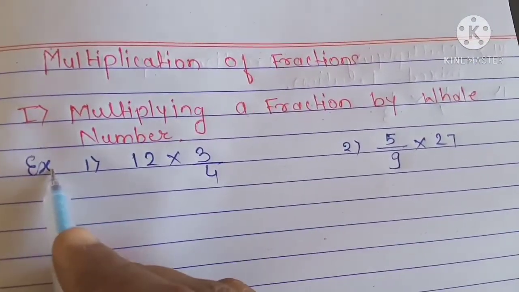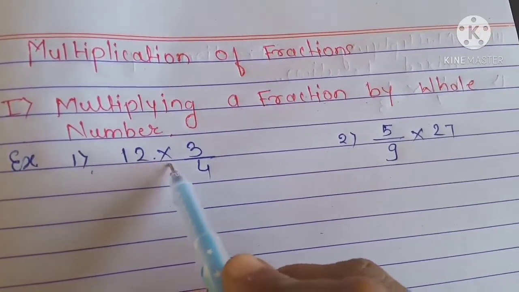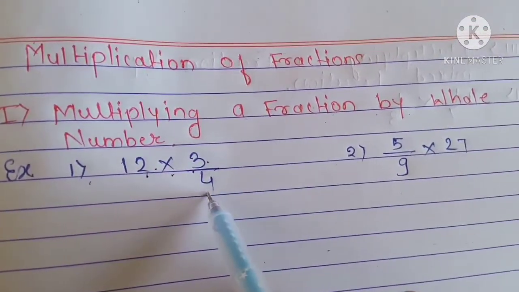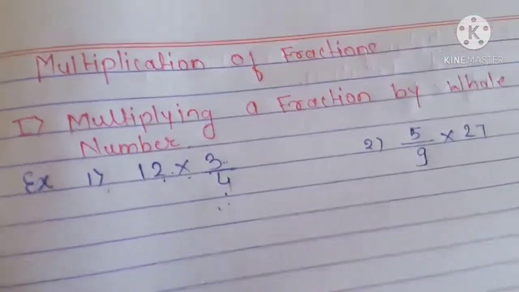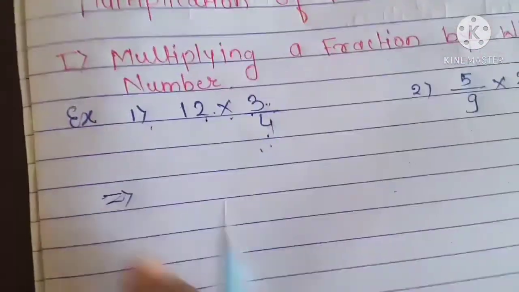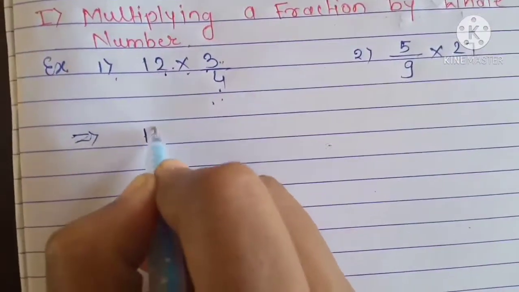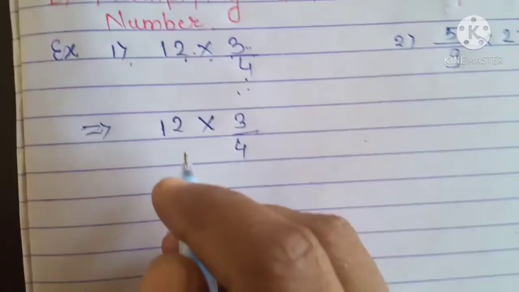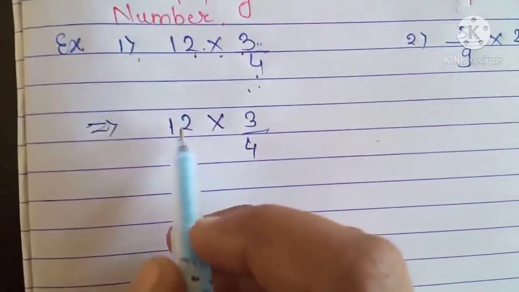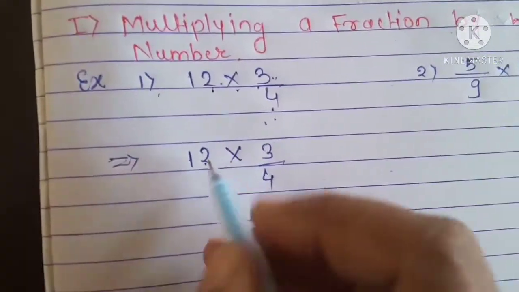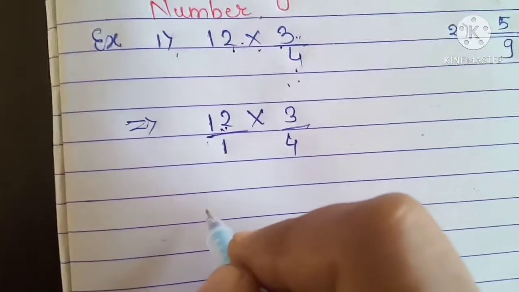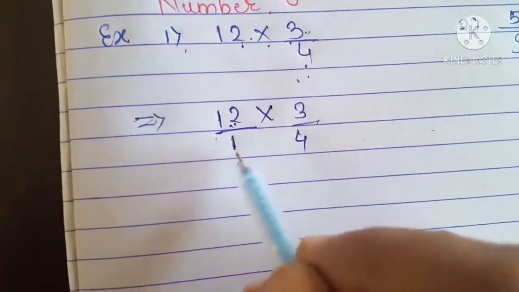As you see, here is one example. Example 1 is 12 into 3 by 4. 12 is a whole number and 3 by 4 is a fraction. The first step is to write down the given numbers, 12 into 3 by 4. As I told you in the previous video, to convert a whole number into a fraction, just take 1 in the denominator. It will become a fraction. So if there is no denominator, you have to take 1 here.